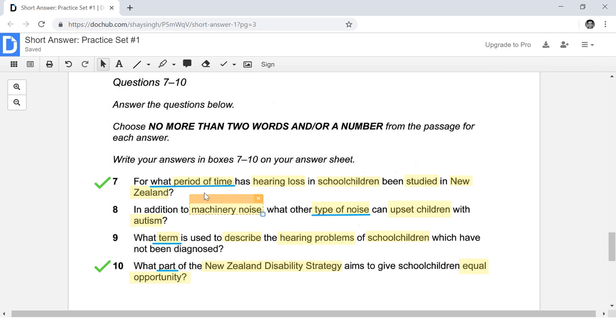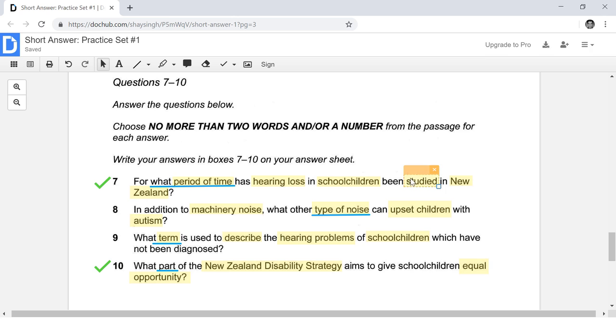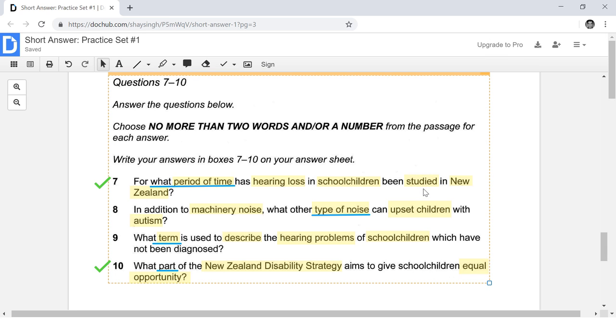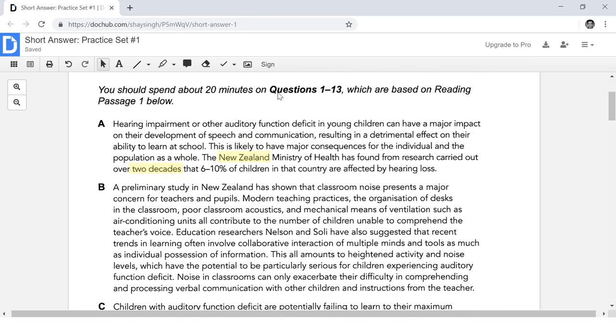For what period of time has hearing loss in school children been studied? Check that out, studied. That's the synonym for the word research. The word research appeared in the reading passage, and that is a synonym for studied. And studied where? In New Zealand. So that seems to be the correct answer. We are looking for, here's hearing loss, which is another one of our keywords. Hearing loss, and you might remember I mentioned the fact that study is a synonym for research.